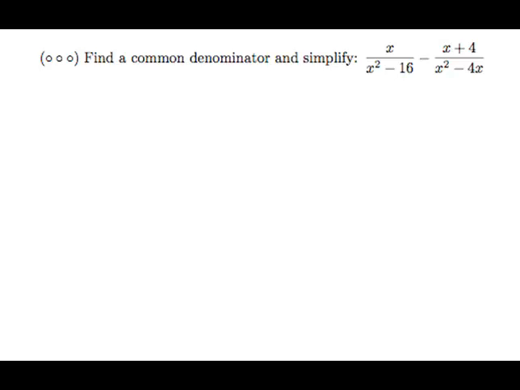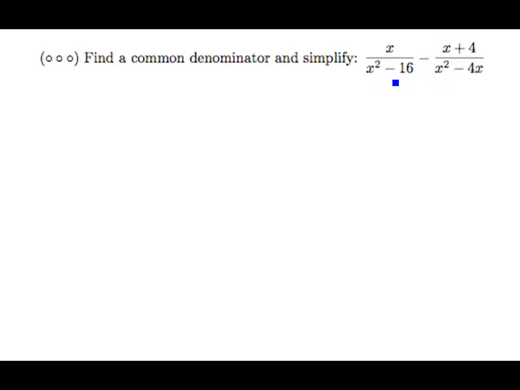In this problem, we're asked to find a common denominator for this expression and to simplify it. We're looking at the difference between two expressions here, two rational functions in fact, and essentially they're just fractions, and we're looking to find a common denominator so that we can perform the subtraction. These two pieces will need to have the same denominator in order for us to carry out this calculation.